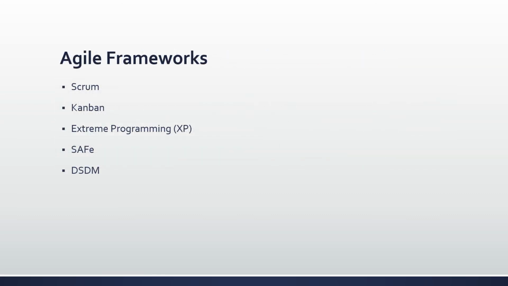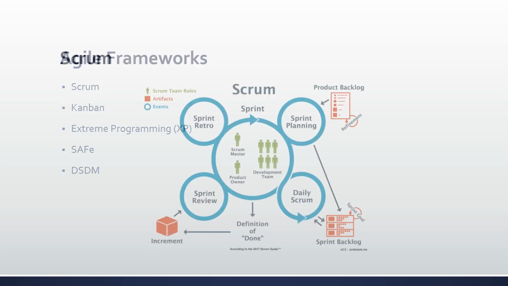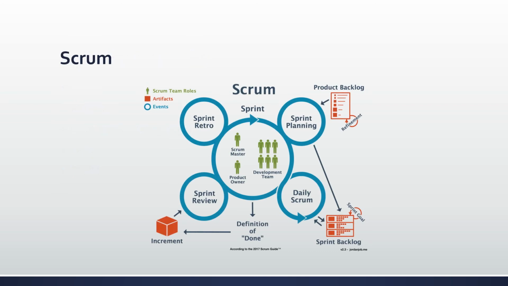Now, there are different frameworks in Agile. There's Scrum, Kanban, Extreme Programming, SAFe, and DSDM. And we'll go over a couple of them now. For Scrum, this dates back to the 1990s. The Scrum framework proposes 3 core roles: the product owner, the development team, and the Scrum Master. A project manager is tasked to be the buffer between the development teams and anything that may distract them from their goals.